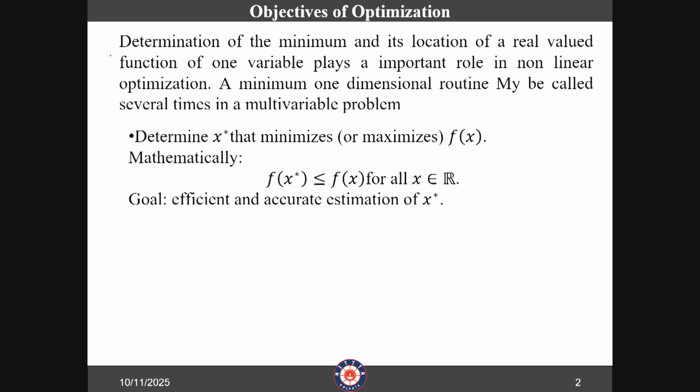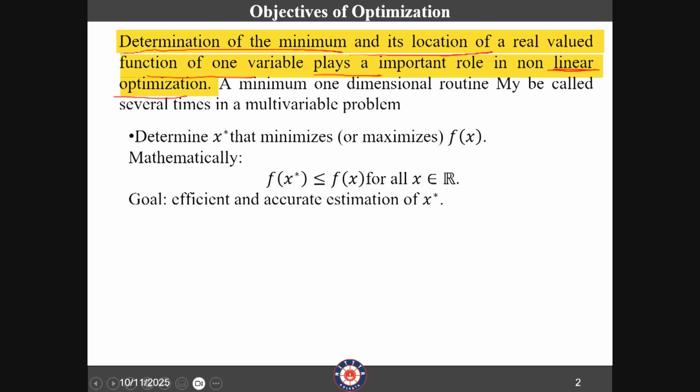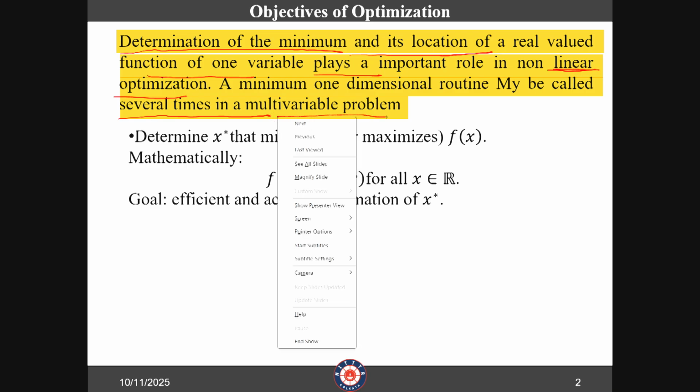So, what are the basic objectives of optimization? Let me reiterate once again. Determination of the minimum and its location for a real valued function of one variable plays an important role in nonlinear optimization. The input function may be linear or nonlinear also. A one dimensional minimization routine may be called several times in multivariable functions, which means I can convert this one dimensional function into a multivariable function.